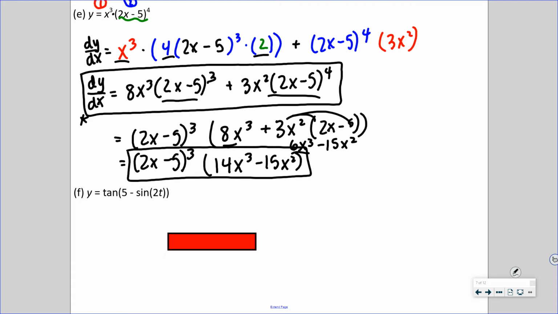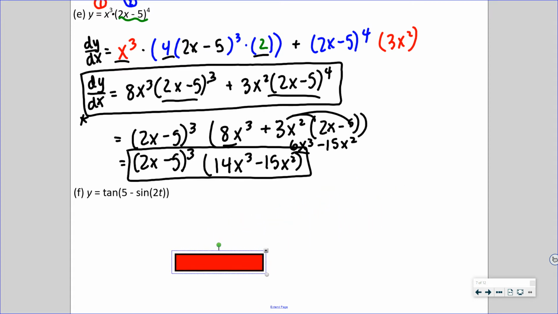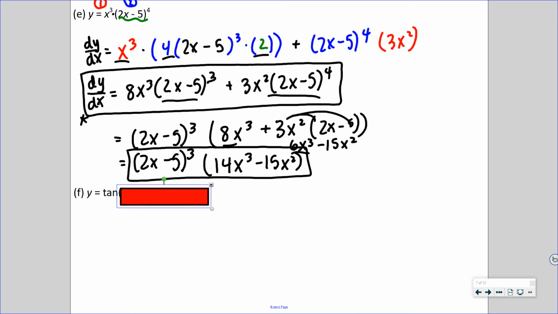Really, folks, if you think about it, our first step was calculus. The rest was just algebra. Okay, here I see my inside function is all that nonsense. So I'm going to have to use chain rule.